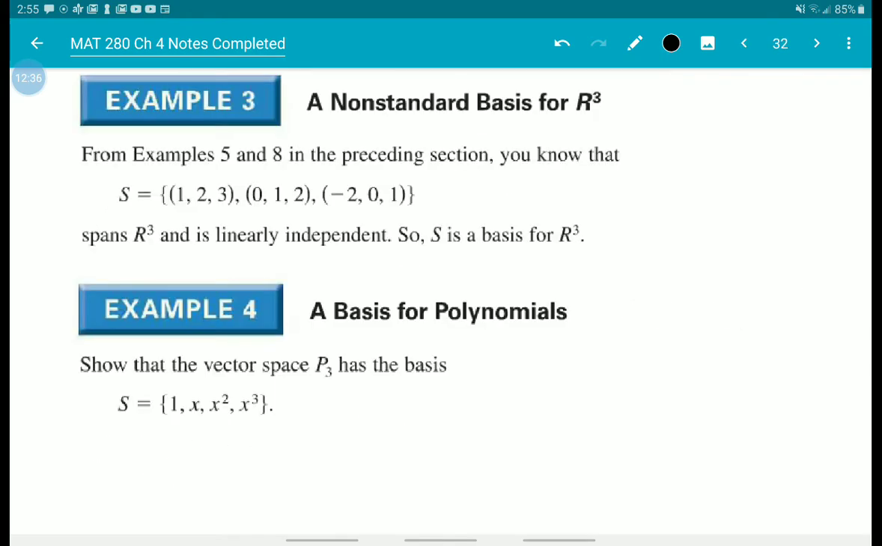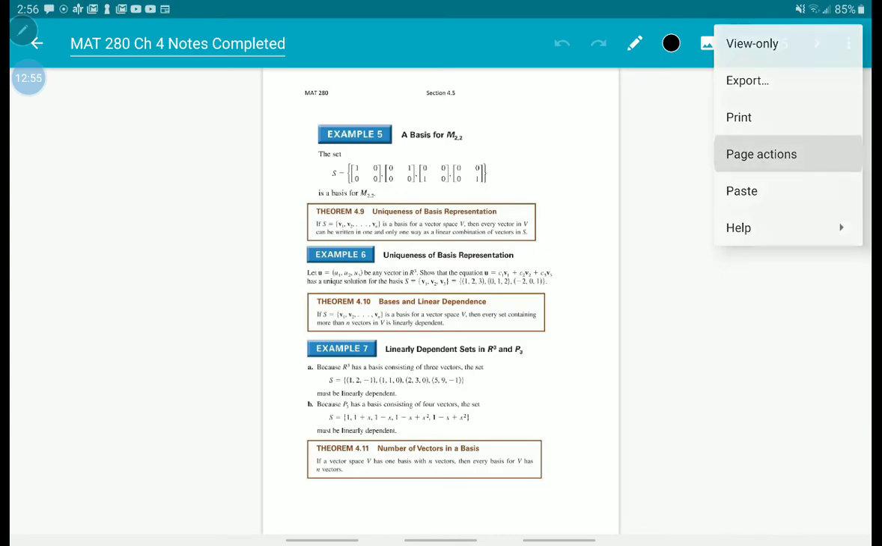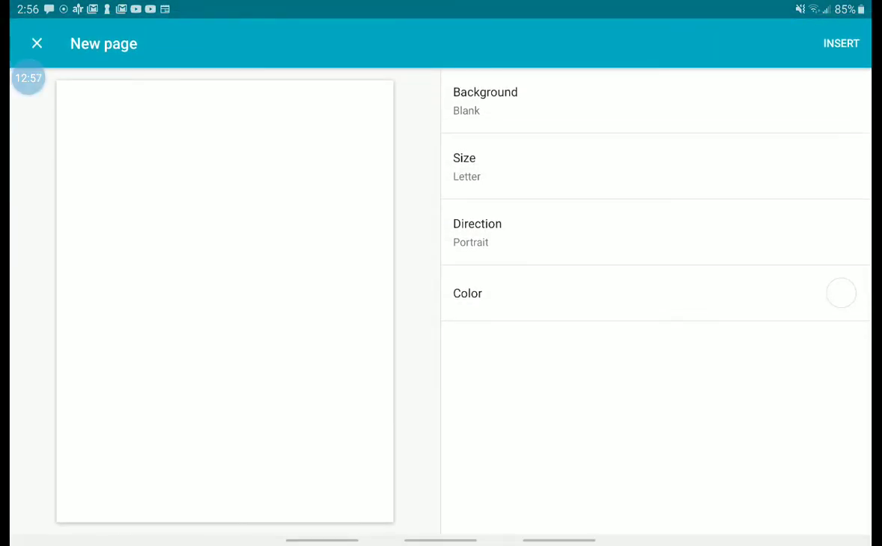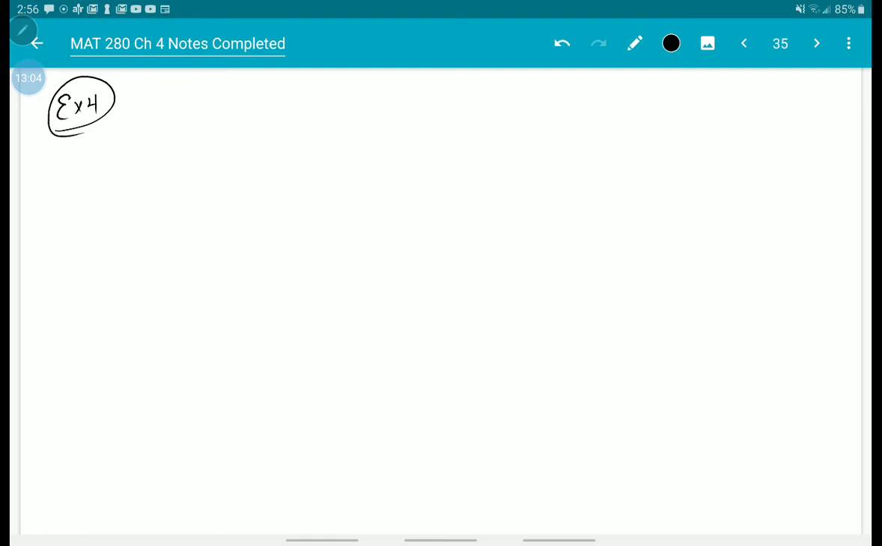So let's look at one that's a little different. Let's look at a vector space P3. So P3 is the set of polynomials of degree 3 or less. So we've got vector 1, vector 2, vector 3, and vector 4 here. So you have to show both items. So let's start with spanning.